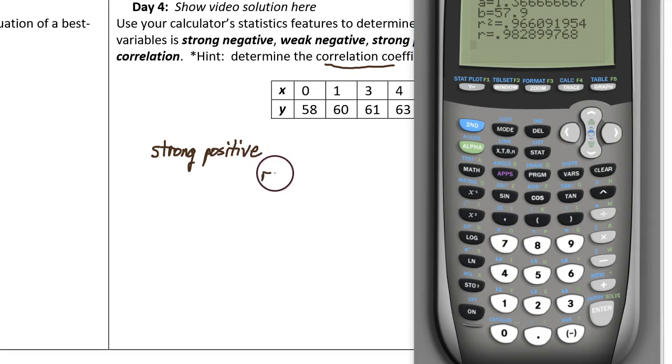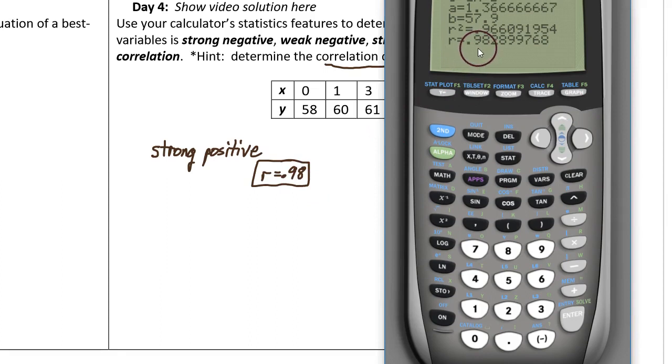It says R equals 0.9828, and so on. I'm only going to write down R equals 0.98. This number is very close to the maximum value of 1. That tells us it's a very strong positive correlation. If the R value had been like 0.7, that's a moderately strong positive correlation. If the R value was like 0.4, that's a weak positive correlation. If the R value is negative, then we would know that we had negative correlations.